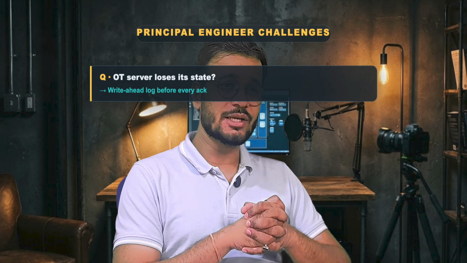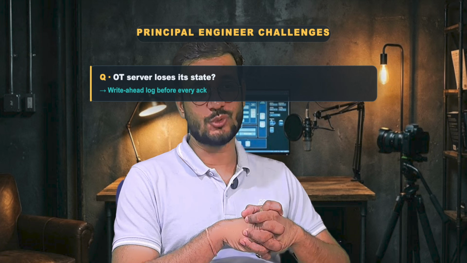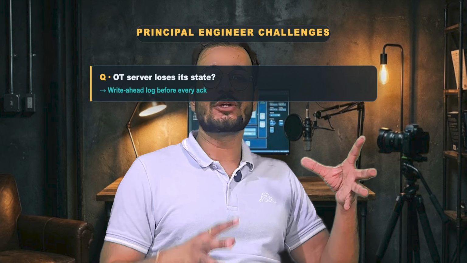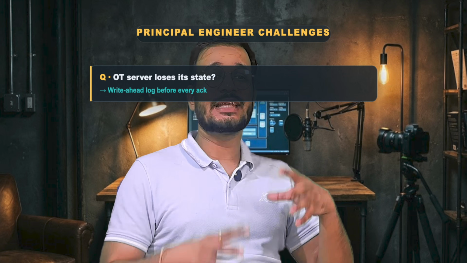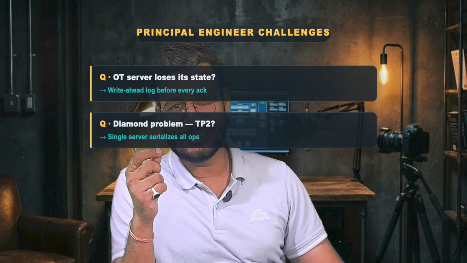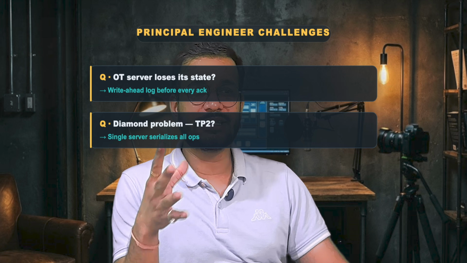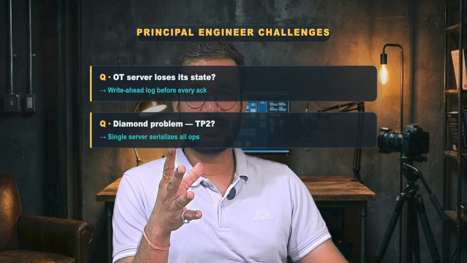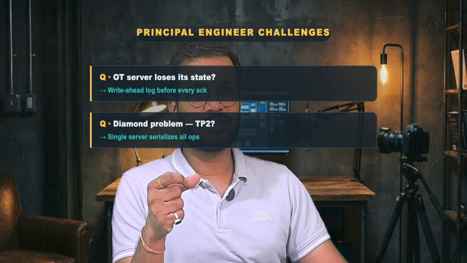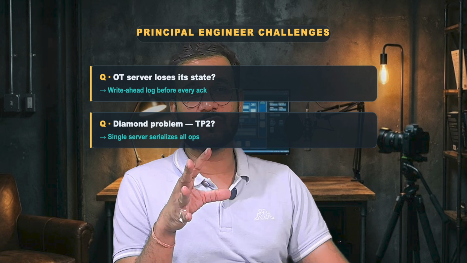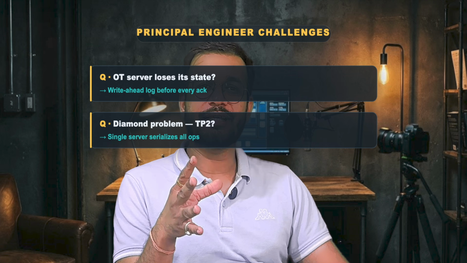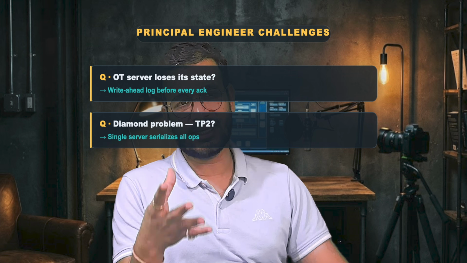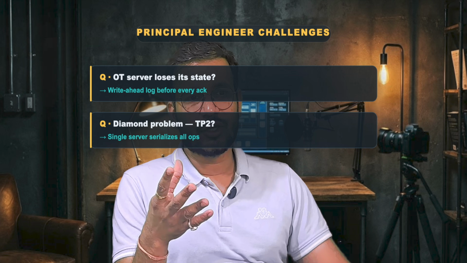Tombstones older than the retention window can be safely deleted because no user will be restoring to a version that old. Now, here are some of the questions which a principal engineer might challenge you on. What happens when the OT server loses the state? We can ask the diamond problem in OT. Consider the scenario where client A and B both diverge from version 10. Client A applies operation A, then client B applies operation B. Now client A applies a transformed version of operation B, and client B applies a transformed version of operation A. The document should converge. But what if they do not? This is a scenario-based question which you can be asked in a principal engineer round.